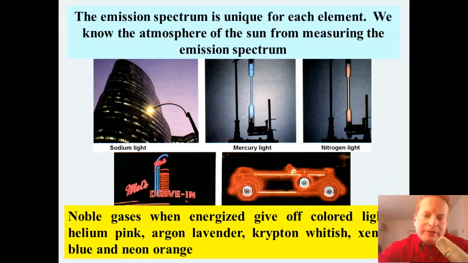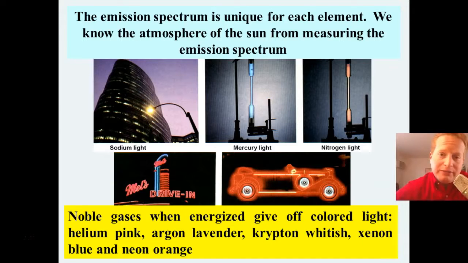The emission spectrum is unique for each element, and we know the atmosphere of the sun, for example, by the emission spectrum. So even though we can't get all the way over to the sun because it's so hot, we can actually tell what the sun is made of because of the emission spectrum produced by the sun. That's what's emitted from the sun, essentially. And the noble gases, which we'll go into later in the year, give off different light when they're energized. So if you look at sodium, mercury, nitrogen, actually these are different things, but for the noble gases like helium and argon and krypton, they all produce their own colors.